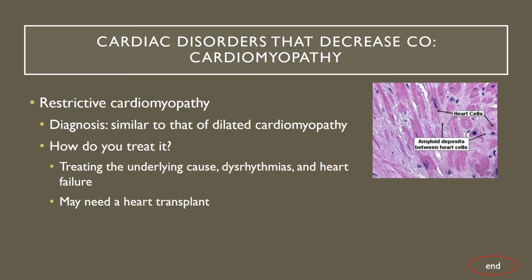You treat the underlying cause, whether it's amyloidosis, which I don't think there's much of a treatment for. If it's a dysrhythmia, you're going to treat the dysrhythmia. And if it's heart failure, you're going to start interventions to relieve the work on the heart. The ultimate product of this is that you really may need a new heart if you have restrictive cardiomyopathy. It can't really be surgically repaired. It's going to be pharmacological and then lifestyle decisions.